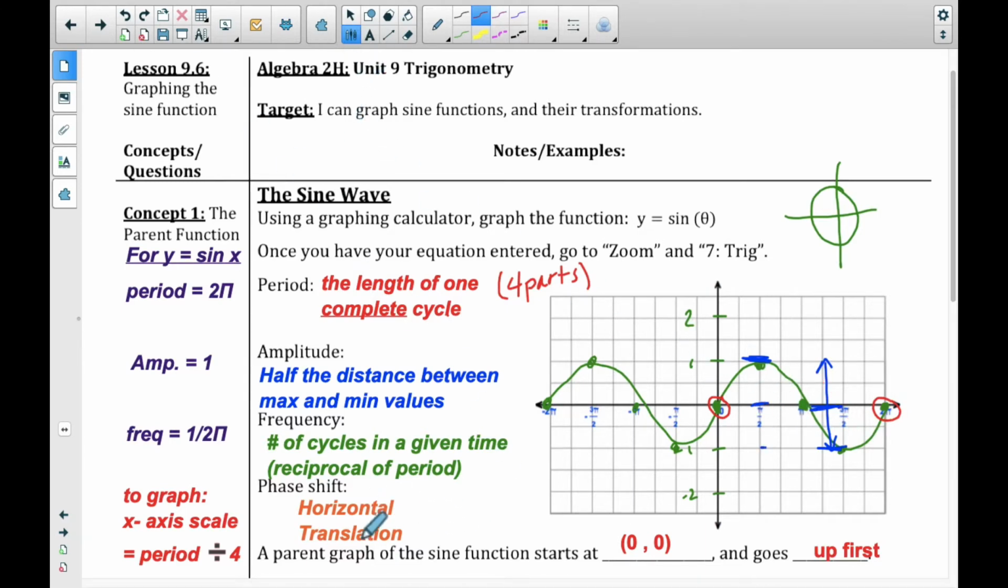So phase shift is just another way to say horizontal translation. In this case, we do not have a phase shift on our parent function. So for the parent function, we don't have a phase shift. Okay, how do we graph this? How are we supposed to even figure this out?